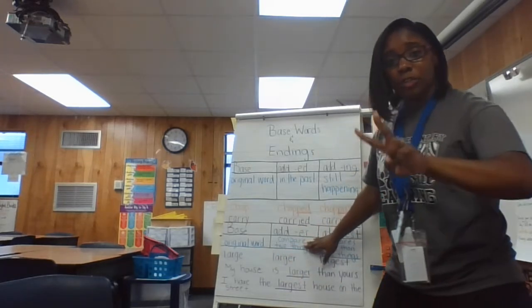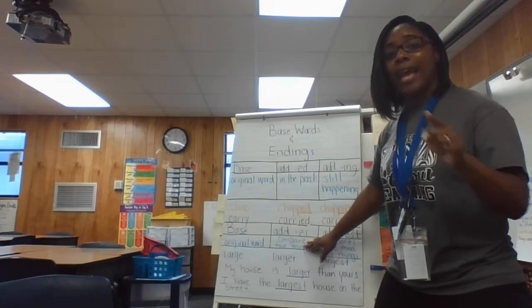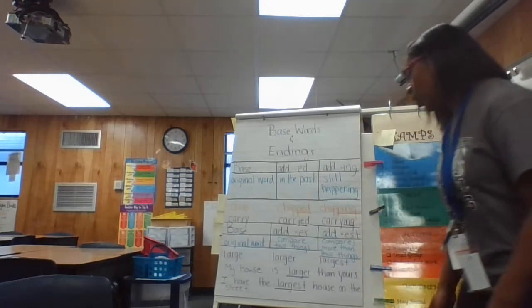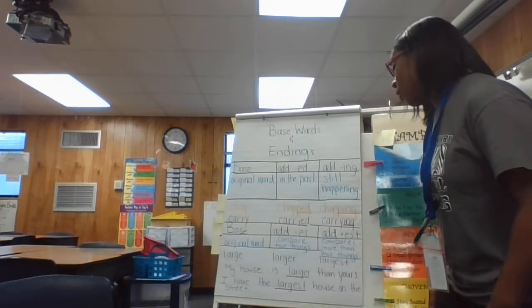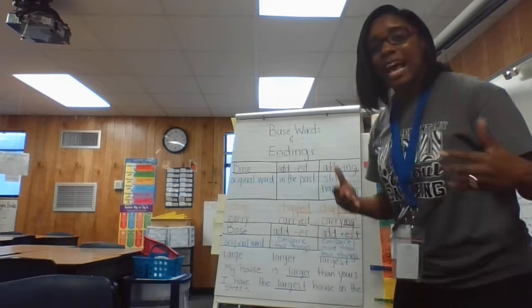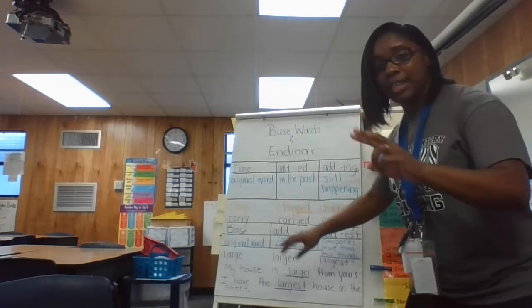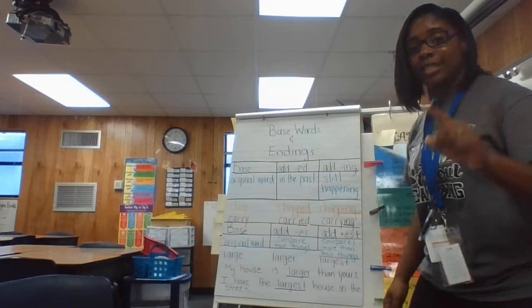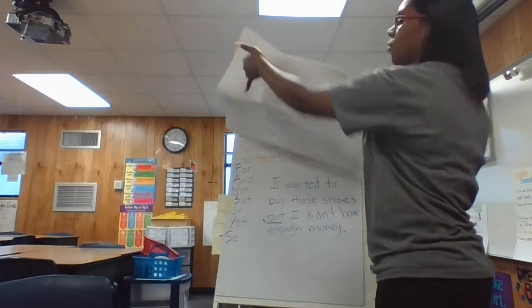Whenever we compare 2 things, we add ER. When we are comparing 3 or more, we add EST. Like the word large. My house is larger than yours. Or I have the largest house on the block or on the street. 2 things is ER, 3 or more is EST. Okay? Here we go. Moving on.